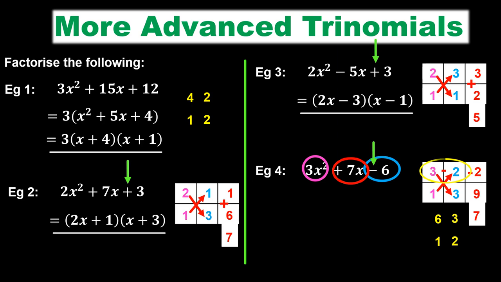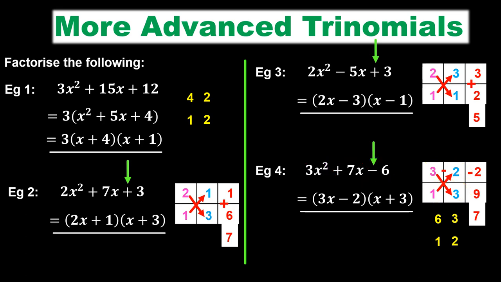That minus has ended up on the top row, which means it must stay on the top row. So when I form my brackets, my first bracket will be 3x minus 2, and my second bracket will be x plus 3. Remember, if your final sign is negative in the trinomial, the signs will be different. And this time, it doesn't automatically go to the bigger number. You actually have to work it out. So your cross multiplication is very important.